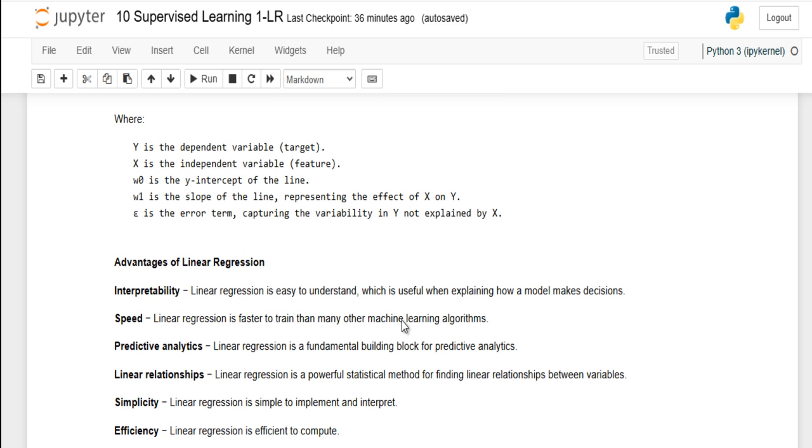All right. So now we have the advantages of linear regression. The first one is interpretability. It's easy to understand, which is useful when explaining how the model makes decisions. Speed: it is faster to train than many other machine learning algorithms. It is a fundamental building block for predictive analytics. It is a powerful statistical method for finding relationships between variables, especially x to y, y to x, in linear form. And it is simple to implement and interpret, and also efficient to compute.